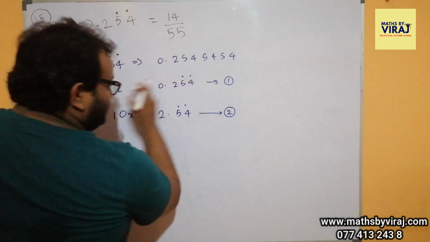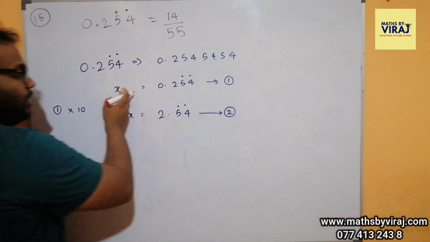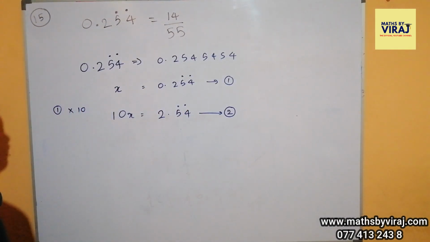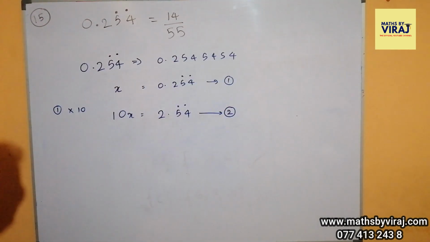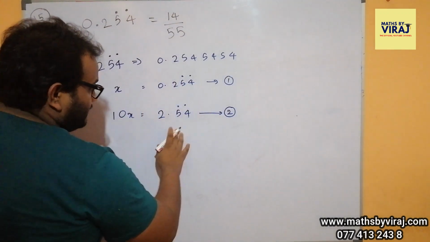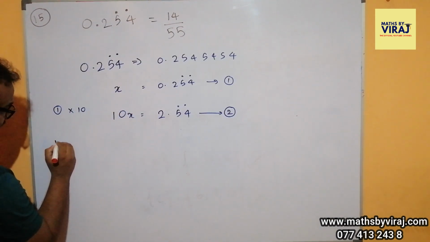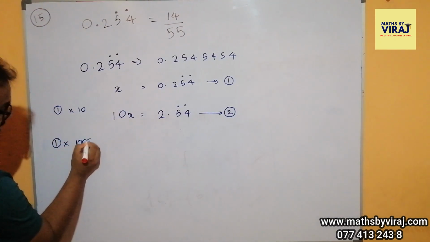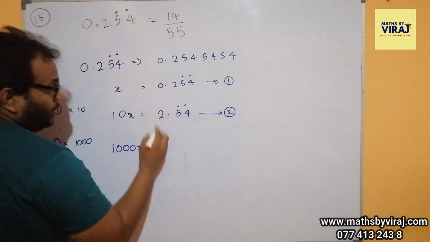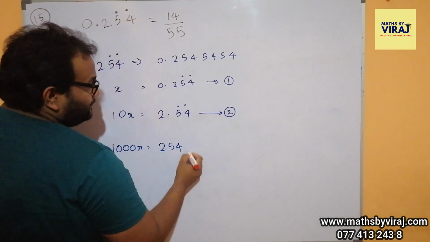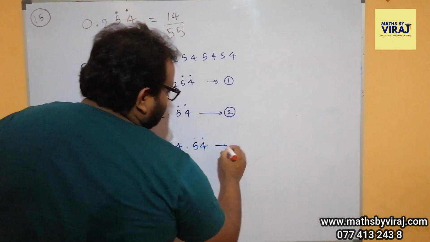Now I will grab all of these, that is 2, 5 and 4. That is, I multiply the whole expression 0.254 recurring by 1000, so that all the numbers are considered. I multiply equation number 1 by 1000, where I get 1000x is equal to 254.54 recurring. Let this be my equation number 3.